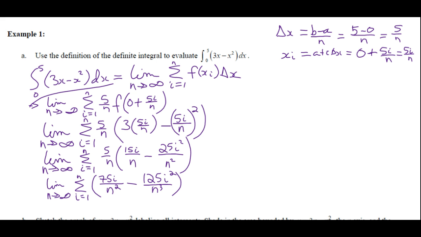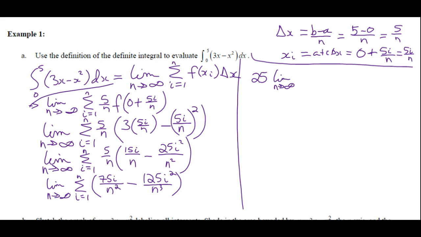Now at this point we could say, well, wait, 75 and 125 are both divisible by 25. So we can pull that 25 out, we could pull it out front. So it becomes 25 times the limit as n approaches infinity of the sum of i equals 1 to n of 3i over n squared minus 5i squared over n cubed.